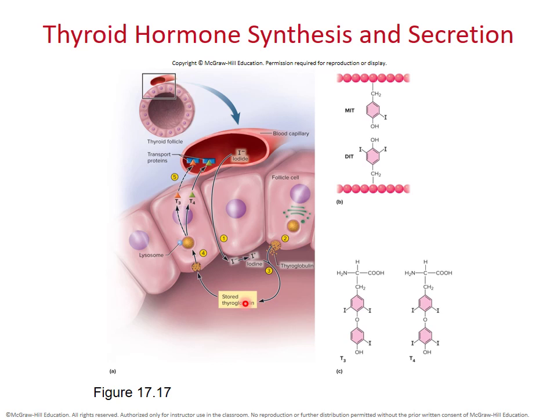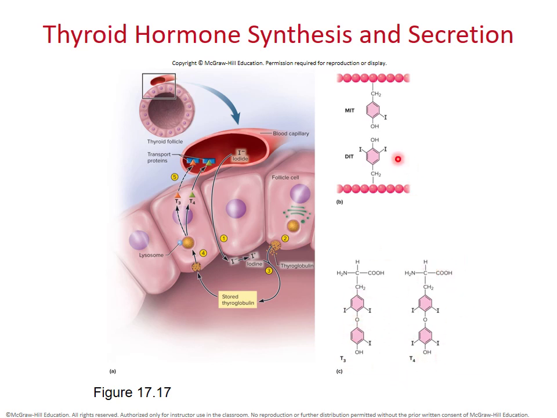When it's time to produce the hormone, it gets taken up again by the follicle cell, and the thyroglobulin gets broken down. Specifically, these two tyrosines get pulled off of the thyroglobulin molecule, and they get linked to each other. And so the hormone, the actual thyroid hormone, is just two tyrosine amino acids linked to each other.